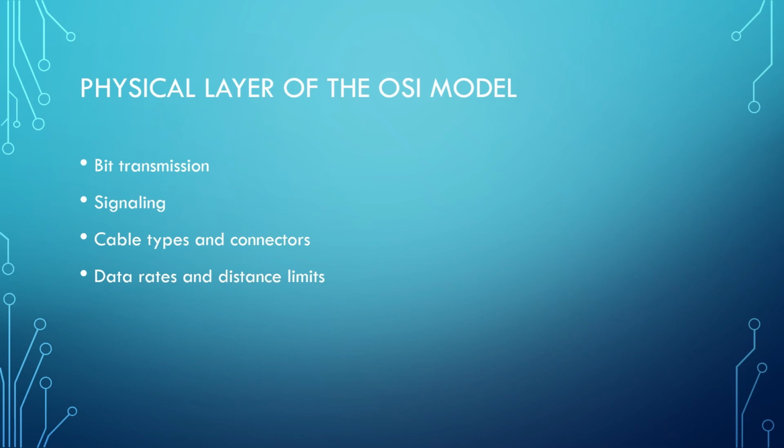When we're talking about cabling, we're also talking about the physical layer of the OSI model, as well as what's going on behind the scenes, which includes bit transmission, signaling, cable types and connectors, and data rates and distance limits.